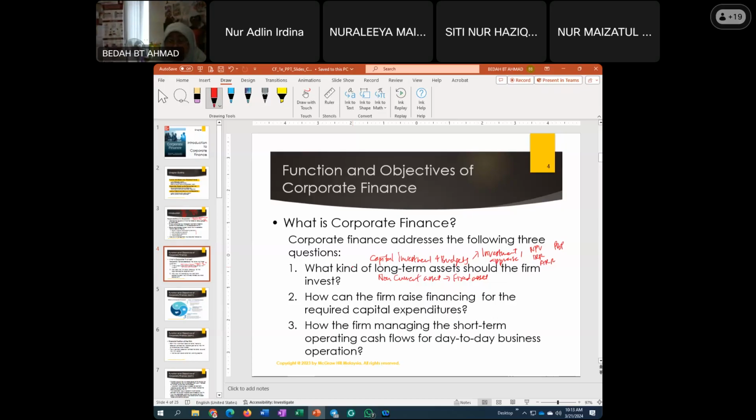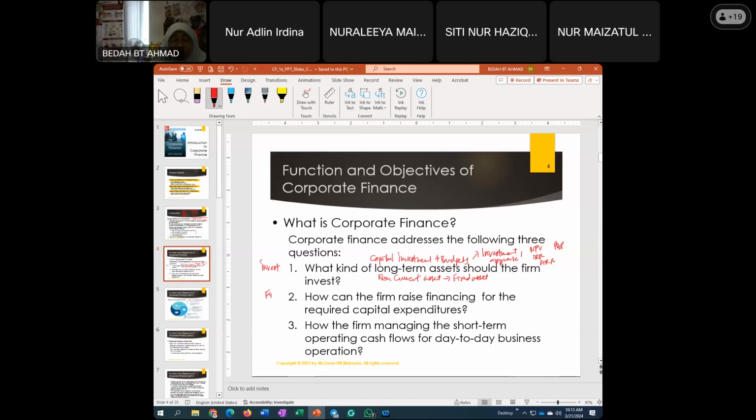So the second one is how can the firm raise financing for the required capital expenditure? So what kind of long-term assets? This is the investment. Invest. So you want to invest, it means what assets you want to buy. For example, when you graduated, you get jobs. Then after that, of course, you want to buy something. Let's say you want to buy a car, you want to buy a house. That is your investment.